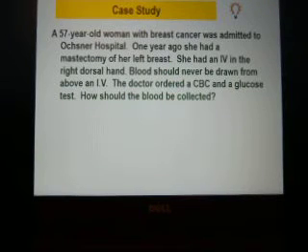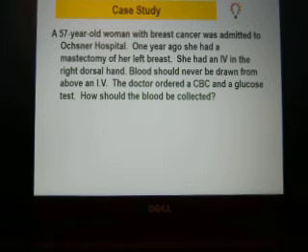So our next case study: a 57-year-old woman with breast cancer was admitted to Ochsner's Hospital. 1 year ago, she had a mastectomy of her left breast. She had an IV in the right dorsal hand. So we need to note that blood should never be drawn from above an IV. So the doctor ordered a CBC and a glucose test. How should the blood be collected?